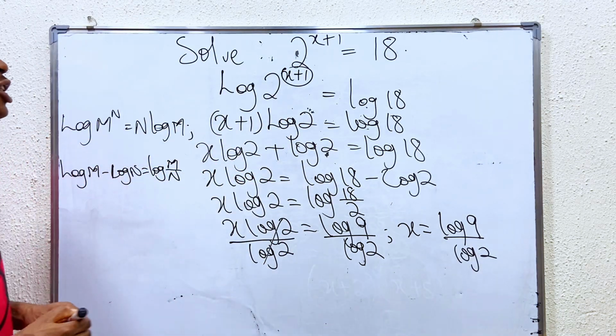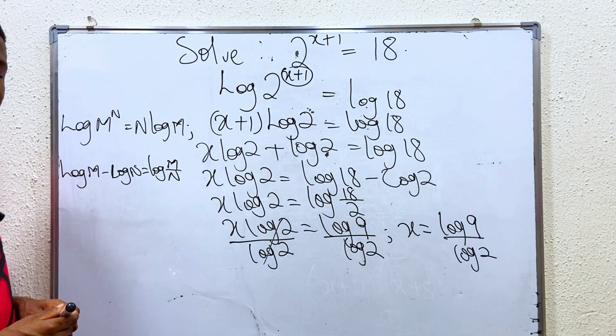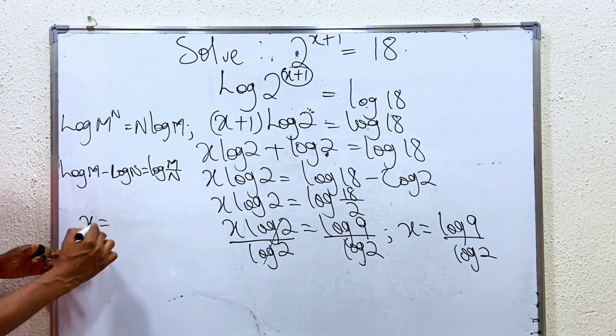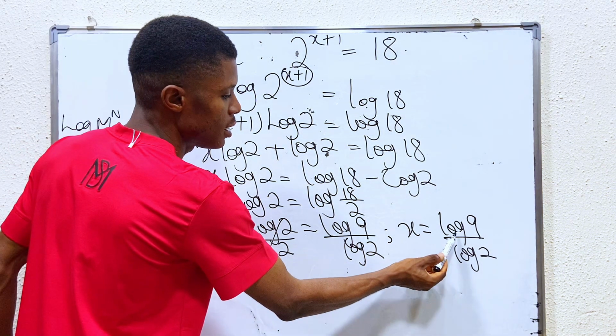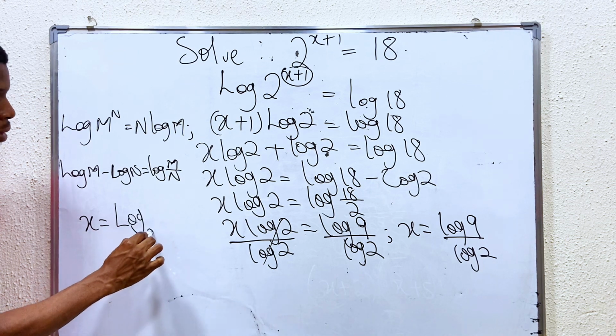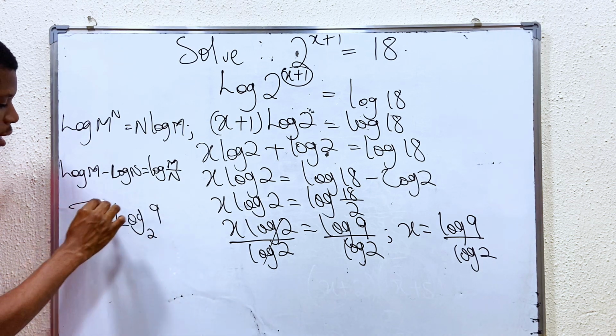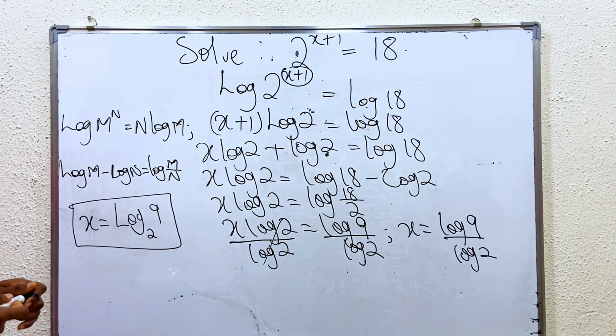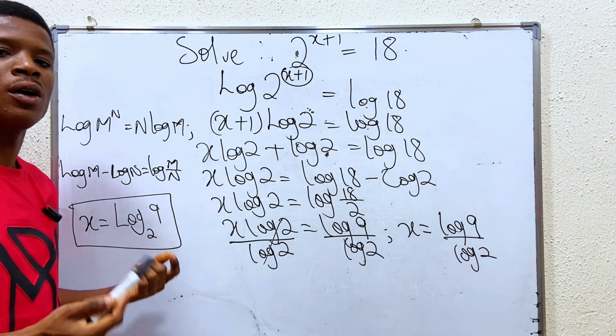So let's apply change of base so that we can get the value of x. The change of base is that x will be equal to, you can see they have the same base, so we'll use the denominator, log base 2 of 9. And that's just the value for x. So x is basically log base 2 of 9.